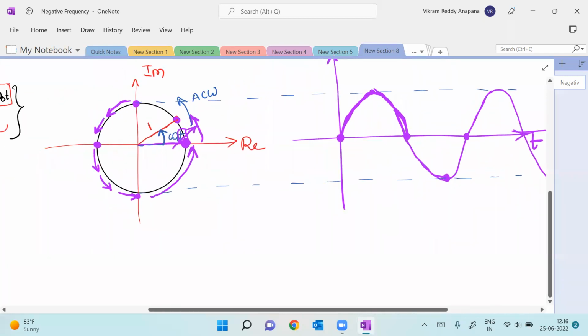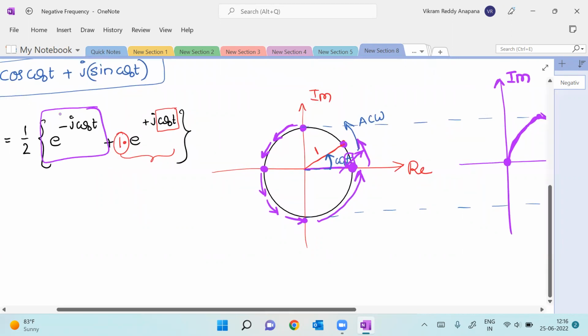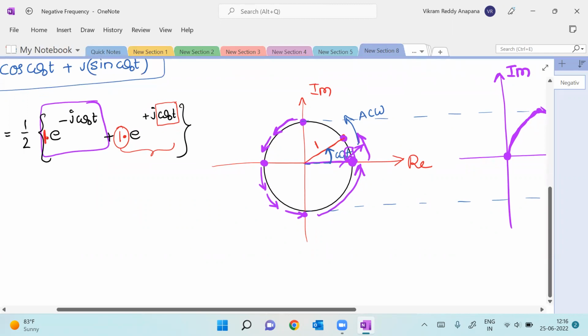Now let me take the negative component, that is e power negative j omega naught t. The amplitude of this is 1, and you have negative phase, minus omega naught t. Let me show that here. From the origin, this is radius 1, and this is the negative omega naught t phase. Again, you keep on varying t so that you now move along the clockwise direction.